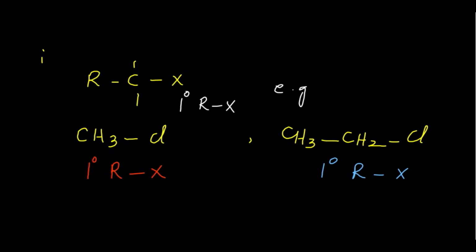Let's see one more example to understand the concept in a better way. If we have an alkyl halide molecule made up of more than 2 carbon atoms, like CH3, CH2, CH2, Cl. Now you are asked to write the nature of this alkyl halide. How many carbon atoms are there in this molecule? 1, 2, 3. In this molecule we have 3 carbon atoms, right?